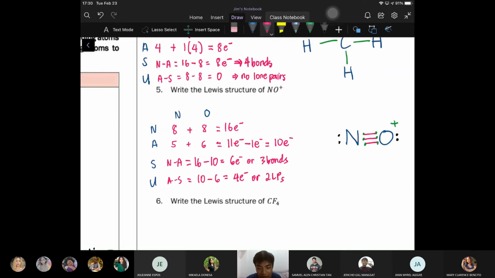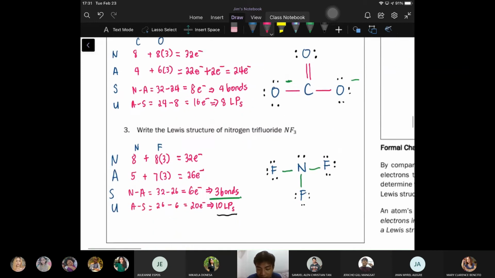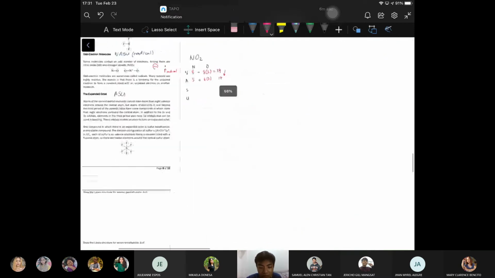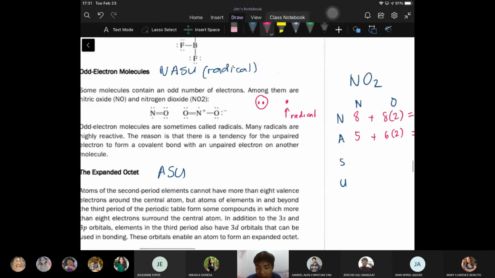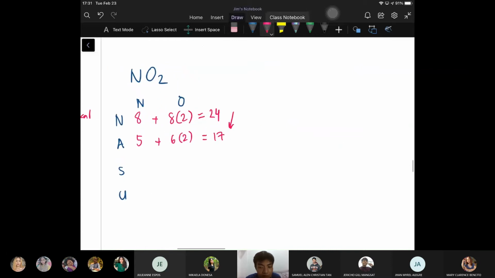Kaya nag-proceed lang tayo, di ba? Carbonate, 24 yung A, so even number. And then NF3, may nitrogen yan, pero tignan mo yung A, even number. So, whenever your A is even number, that's okay. Okay lang yan. Proceed ka lang. Pero kapag ang A mo ay odd number, then it will follow the odd electron molecule exemption. Odd electron molecule yan pag ganun, pag may odd number ka sa A.